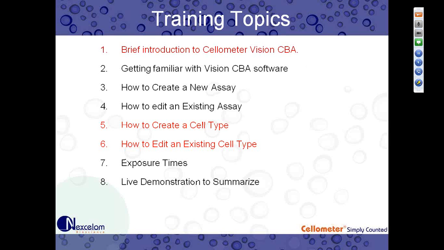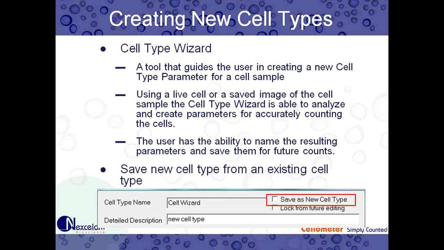So the cell type wizard is a tool in our software that uses either a saved image or a live image of your cells to analyze and create parameters for accurately counting your cells. The user has the ability to name the resulting parameters and save them for future counts. So it's not a one-shot go. You can save this and keep using it. You could also save a new cell type from an existing cell type.